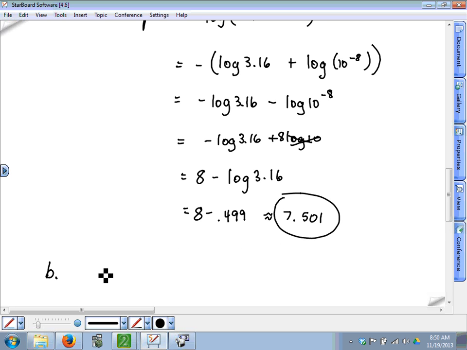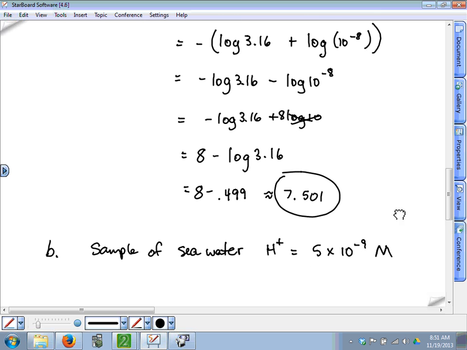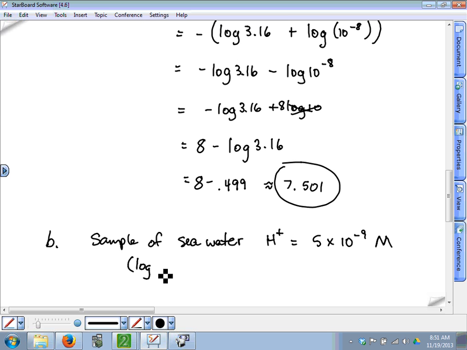Part B, a sample of seawater has a hydrogen ion concentration of 5 times 10 to the negative 9 molar. So find the pH. Oh, you also need to know this. Put this in parentheses. Log of 5 is approximately equal to 0.7.